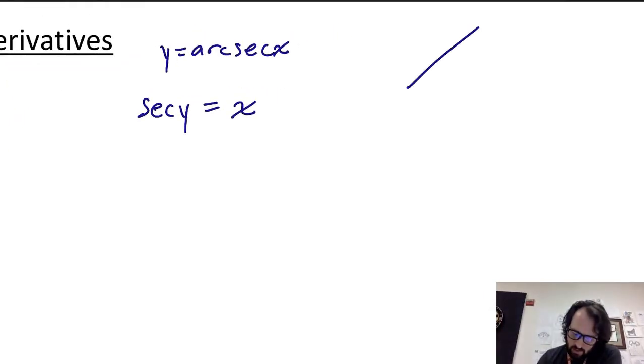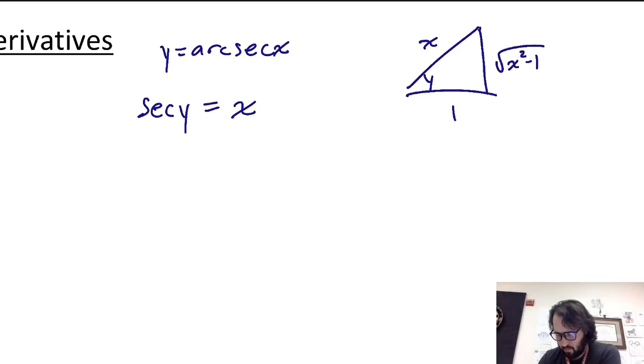So I'm going to go ahead and draw my triangle at this step, because I know it's going to come into play later on. Secant is hypotenuse over adjacent, which would make this side the square root of x squared minus 1, by the Pythagorean theorem. So now the derivative of secant is secant tangent.